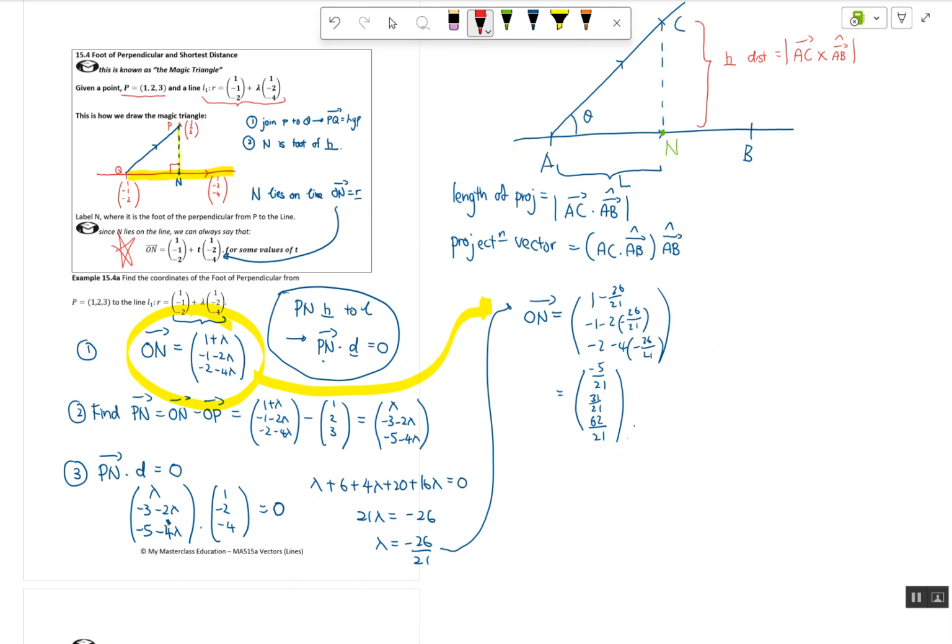Okay, so look at the diagram. Pn is perpendicular to the line. Find out what is Pn in terms of lambda, that is step 2. Step 3, Pn dot the direction vector of the line is equals to 0. Find the lambda. And then step 4, put the lambda back into your ON.